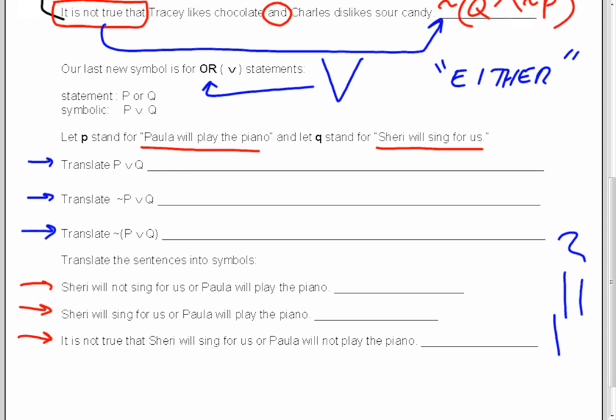While we're waiting for those answers, if you look at the next page, go ahead and start. That's your practice.